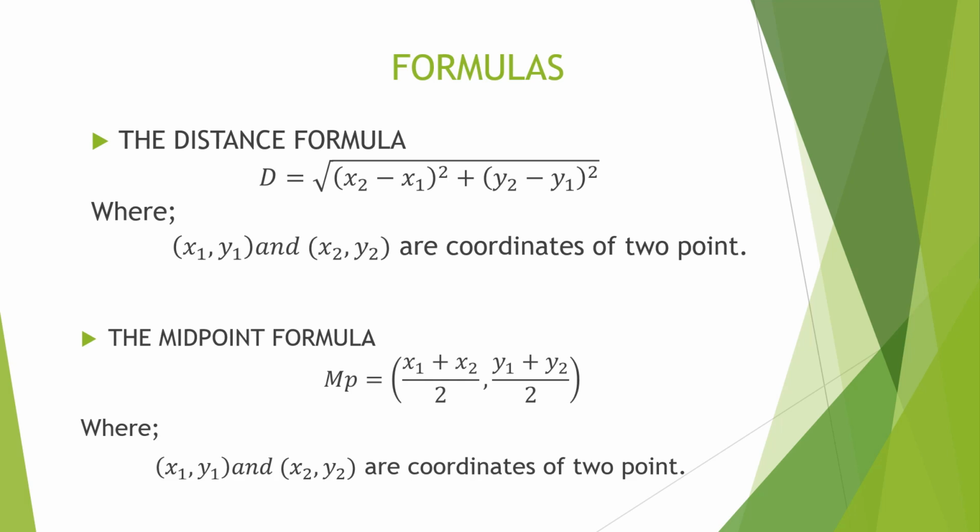So the midpoint formula is an ordered pair. In getting the midpoint, it is just x sub 1 plus x sub 2 all over 2, and y sub 1 plus y sub 2 all over 2, where x sub 1, y sub 1 and x sub 2, y sub 2 are coordinates of two points.